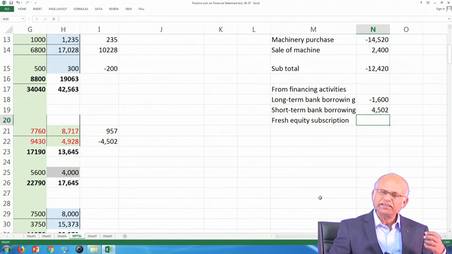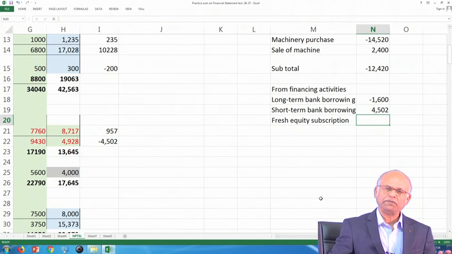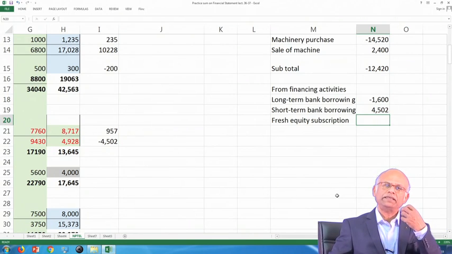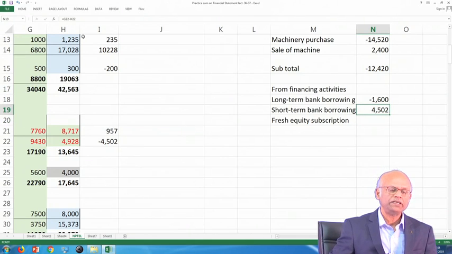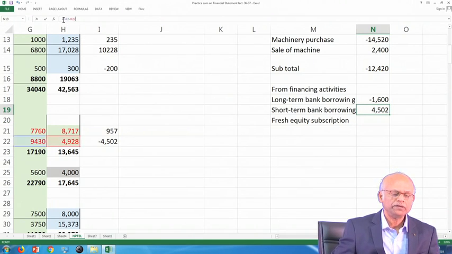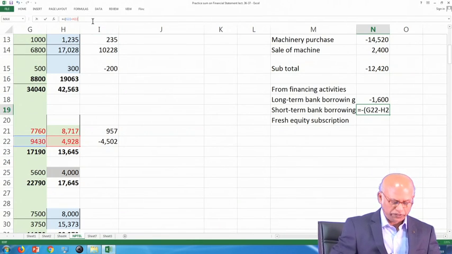Now, if there is any decrease in the loan account, that is cash outflow. If there is an increase in the loan account, that is cash inflow, meaning that we have received some money from the bank. If there is a decrease in the balance, that means we have repaid some of the amount. Even though in the short term bank loan account there is no concept of prepayment, the balance has gone down, which means money has been used to bring the balance down. So, because it is a repayment, this should be a negative cash flow. Let us put a negative sign there.